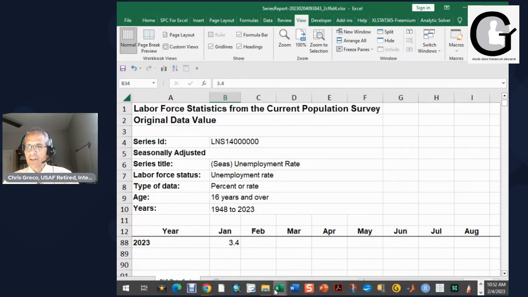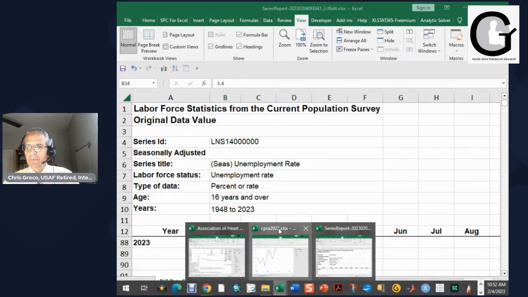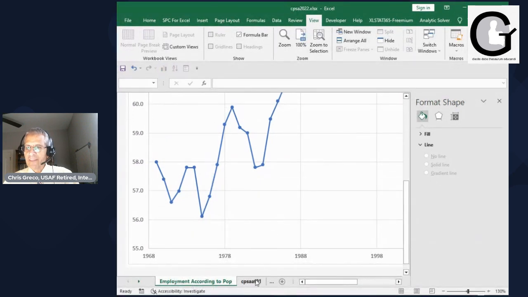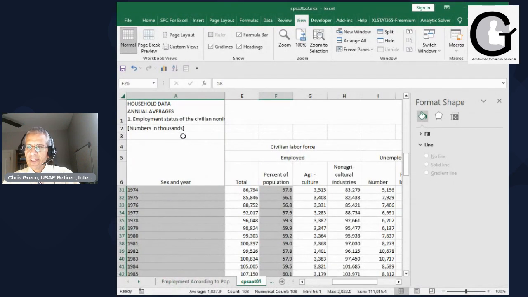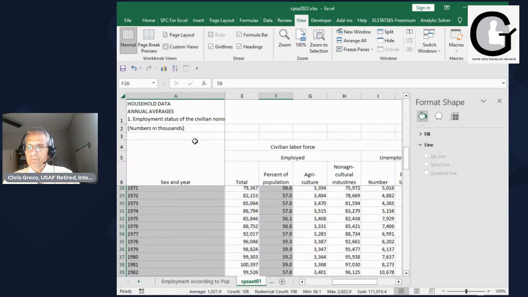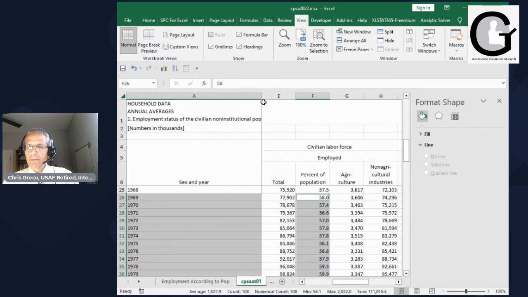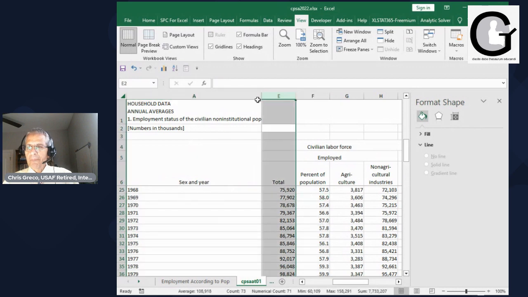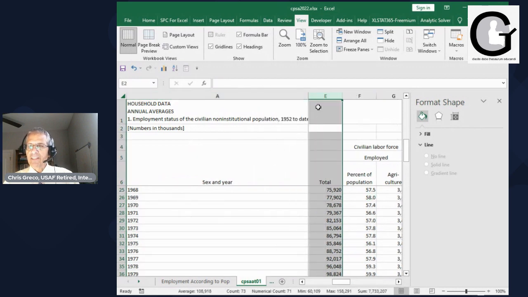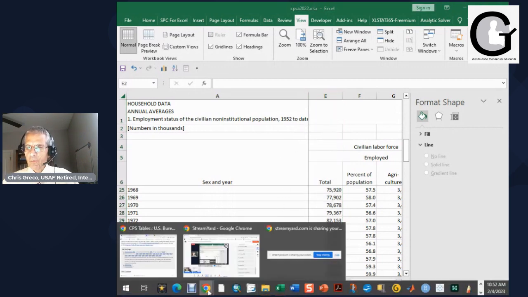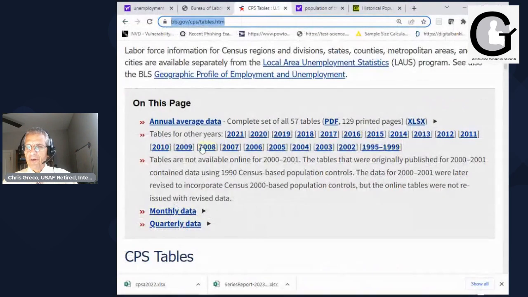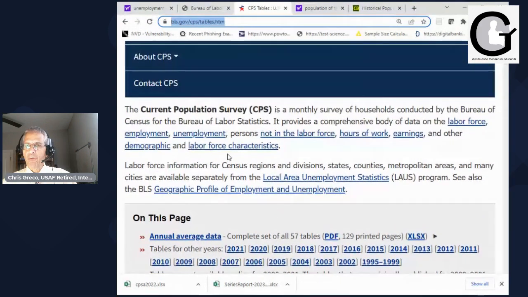So what I did was I also took into consideration this right here, and this is the annual averages employment status of civilian non-institutional population. There it is, 1952, whatever it is. Now, you're going to sit there and say, whoa, whoa, whoa, Chris, where did you get that? Well, I got it from this area right here. So this is the annual average data for unemployment rate.